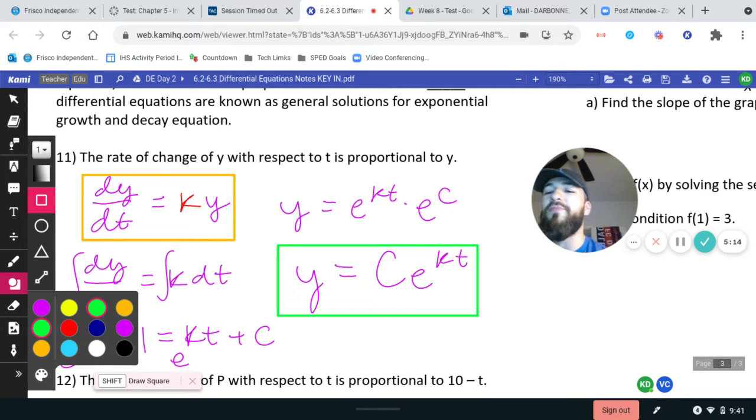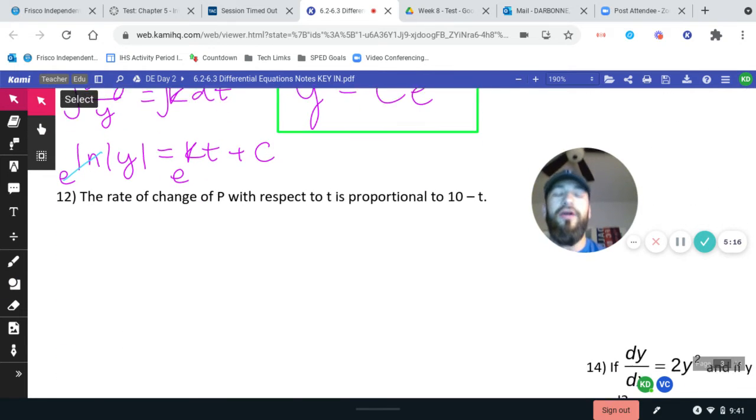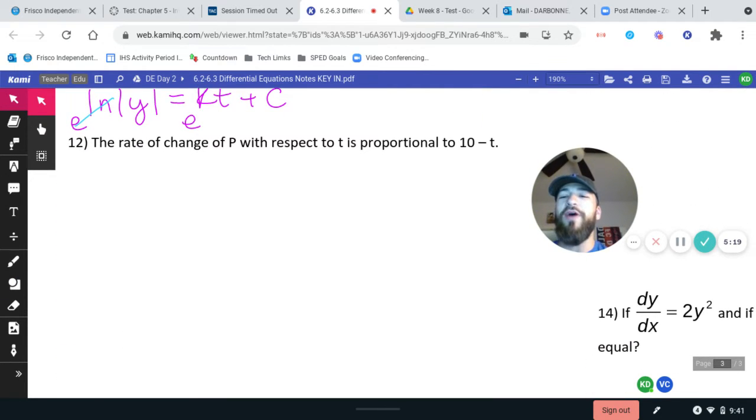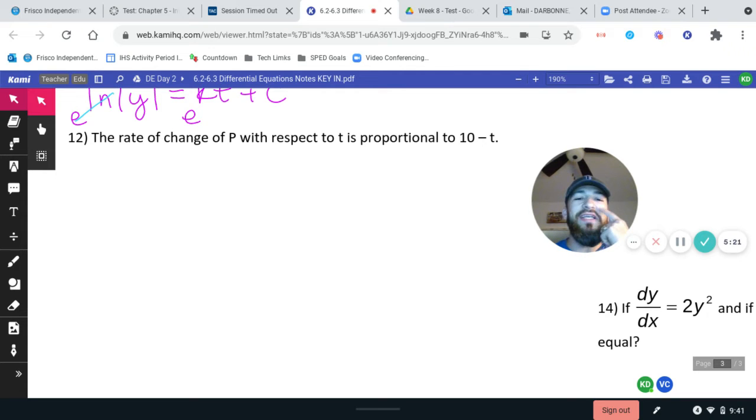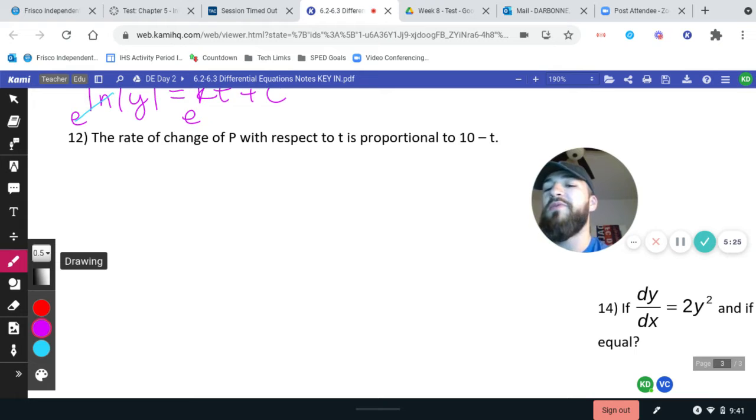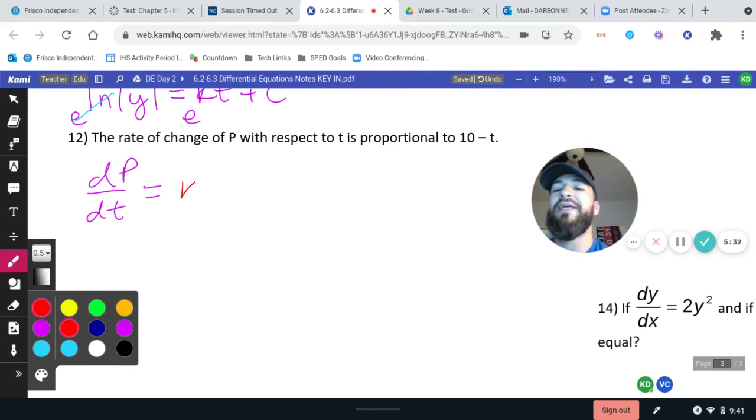I've talked enough on number 11. Okay, let's look at number 12. The rate of change of p with respect to t is proportional to 10 minus t. So rate of change of p with respect to t, we would just write that as dp over dt. And then it's proportional to, so proportional constant k, and then 10 minus t. Since I want to make sure I multiply all of 10 minus t by the k, I want to do it in parentheses. So that entire 10 minus t is proportional to dp dt.